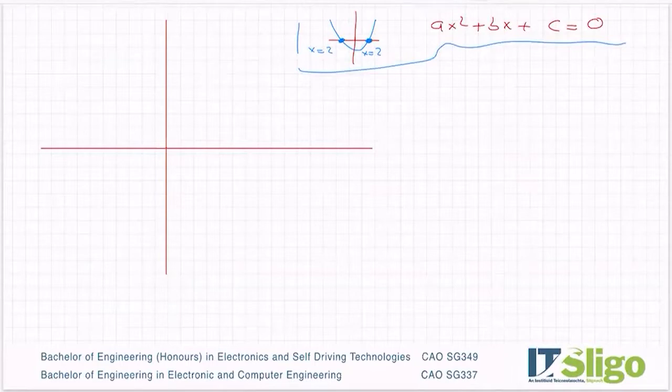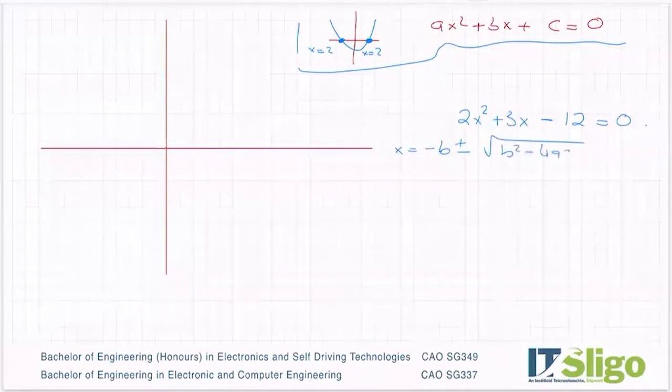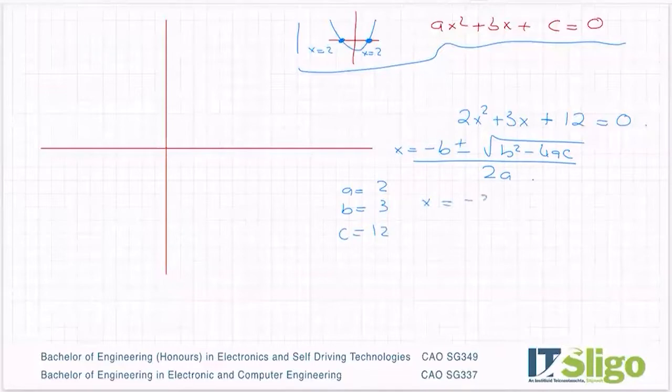So I need to make up a quadratic: 2x squared plus 3x minus 12 is equal to 0. Now I hope this works. I'm going to solve it using the minus b formula. So my a is 2, my b is 3, and my c is 12. So minus b plus or minus the square root of b squared minus 4ac all over 2a.